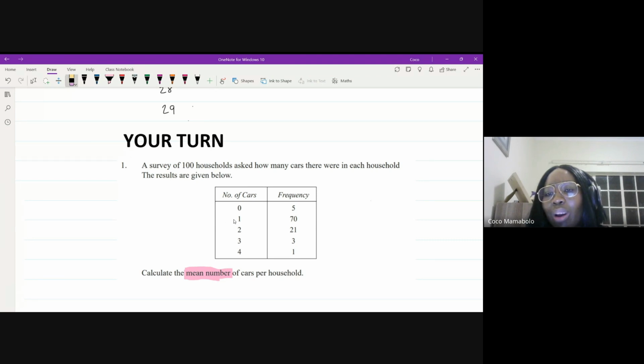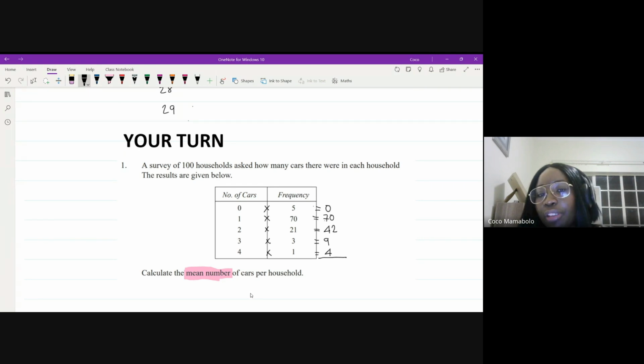And then we're just going to go 1 times 70 will give us 70. I'm putting the multiply on the wrong side. 0 times 5 equals 0. 1 times 70 equals 70. 2 times 21 is 42. So this is 42. 3 times 3 would give us 9, and 4 times 1 would equal 4. And then we would add all of this up, and we would divide all of that by how much?